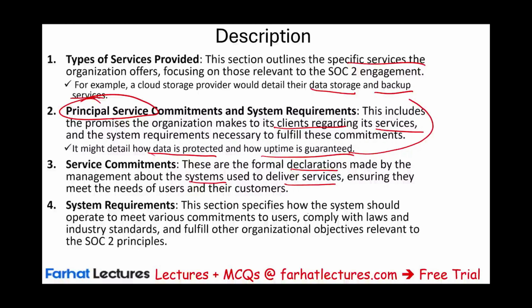Four, system requirements. This section specifies how the system should operate to meet various commitments, system requirements, to comply with laws and industry standards, and to fulfill the organization's objectives relevant to the SOC 2, what they wanted to do, the SOC 2 principal service. What are the system requirements?